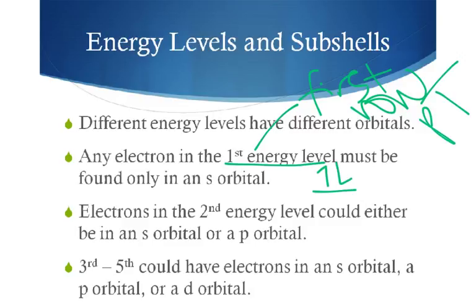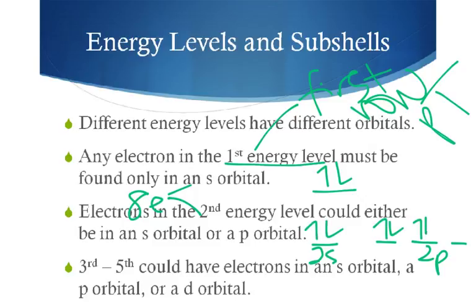Electrons in the second energy level could either be in an s orbital, which again is the line, or a p orbital, which means in the second energy level you can fit 8 total electrons because you've got the 2s and the 2p. So you can fit a total of 8. There's 8 possible parking spots you could have on the second floor, if you will, or second energy level.